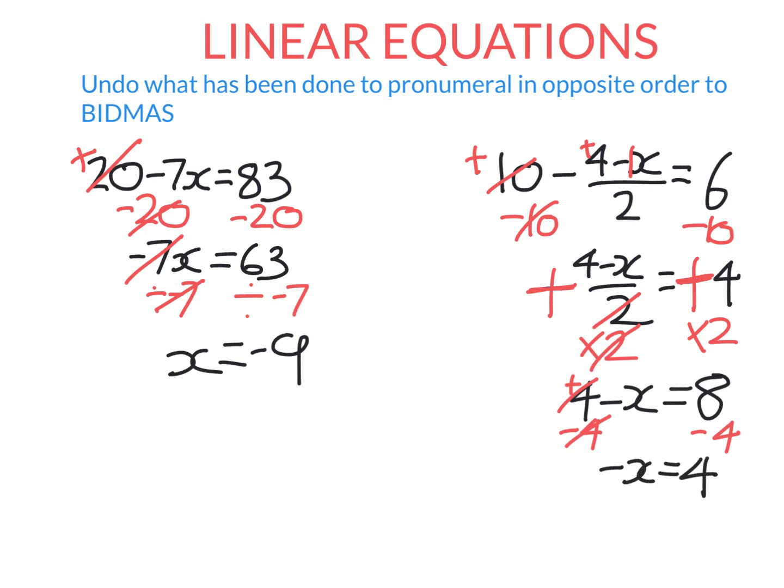Once again, I can change the sign of one side of the equation as long as I change the sign of the other side of the equation. x equals -4 is the answer. If you substitute that for x, you get a true statement.